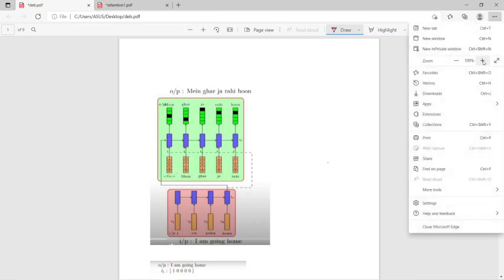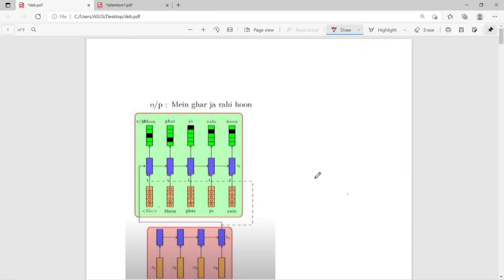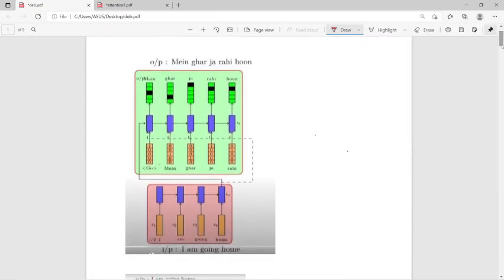That is what is actually being done in the translation. The input given is "I am going home." When you give it to the encoder, the whole sentence is put in, and it will be translated like "main ghar ja rahi hoon." That is the Hindi I am taking from some papers.